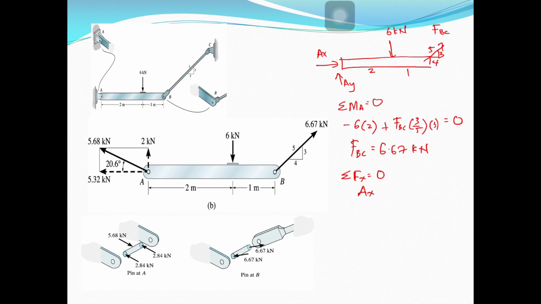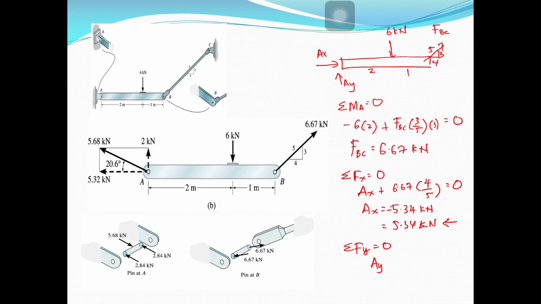And then you need summation of Fx equals 0. So you have Ax plus FBC 6.67 times 4 over 5 equals 0. So you get Ax equals 5.3. I got here 5.34, it's okay. 5.34 kilonewton, minus. So it's basically 5.34 kilonewton this way. And then you have summation of Fy equals 0.